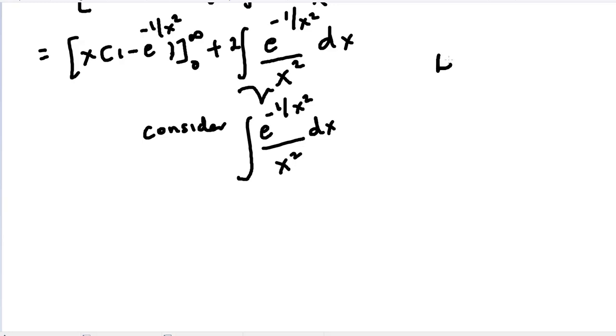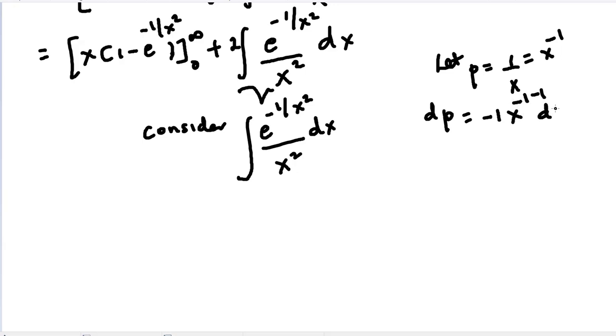Now I'm going to make the following substitution. Let p be equal to 1 over x. This is nothing but x^(-1). I differentiate, and I get negative 1 times x^(-1-1) times dx. This is negative 1 times x^(-2) dx.